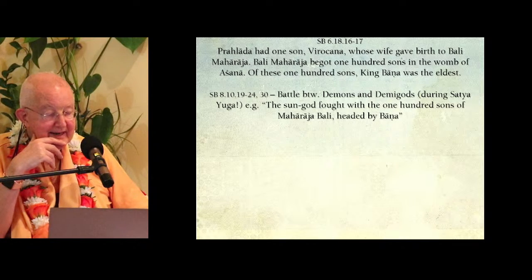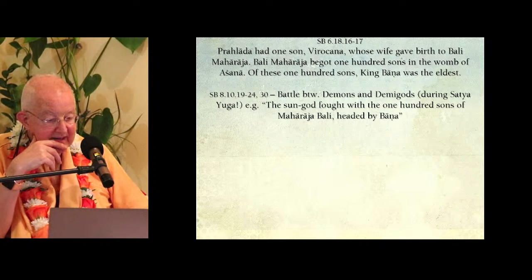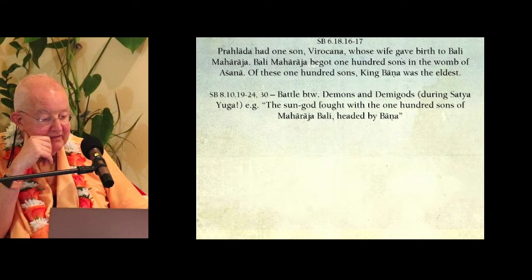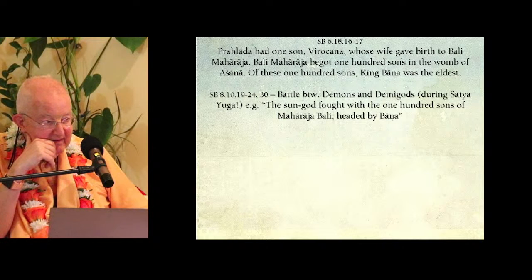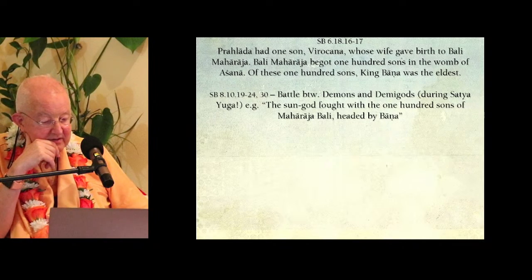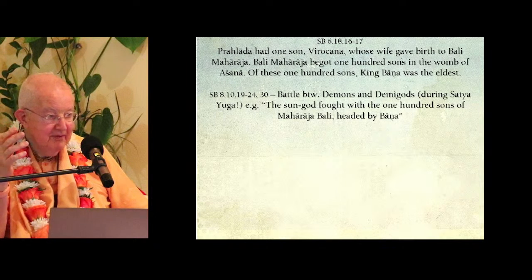And in the 8th canto, chapter 10, there's a battle between the demigods and the demons, which was during Satya Yuga. The sun god fought with 100 sons of Bali Maharaj, headed by Bana. Got it? Vivaswan, the sun god, had a battle against the 100 sons of Bali Maharaj, because they're demons, headed by Bana.